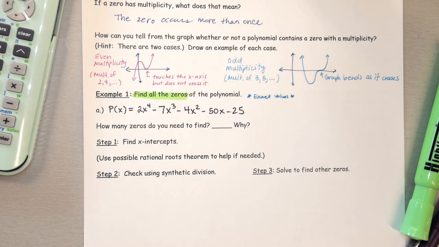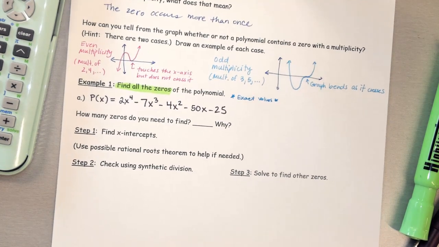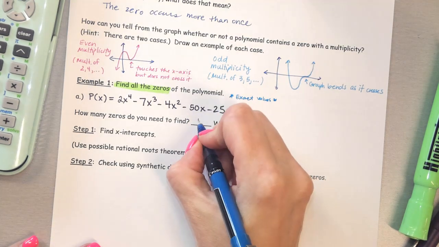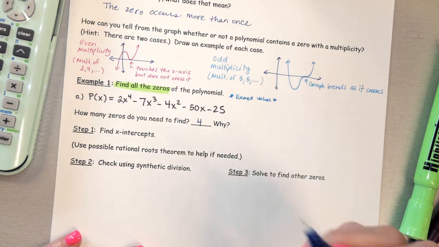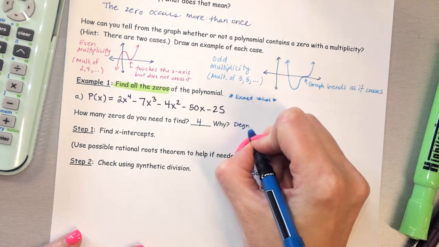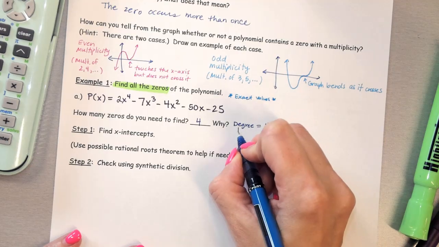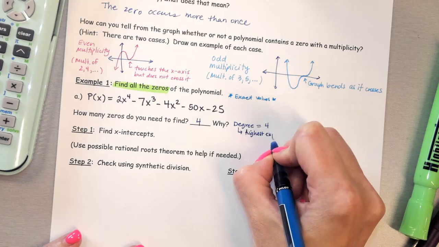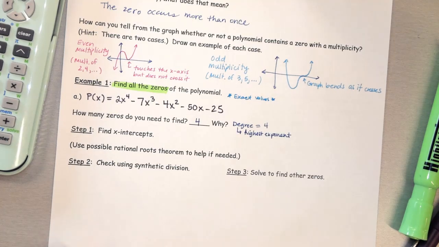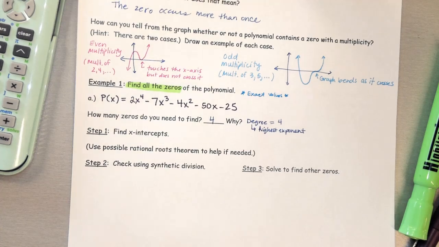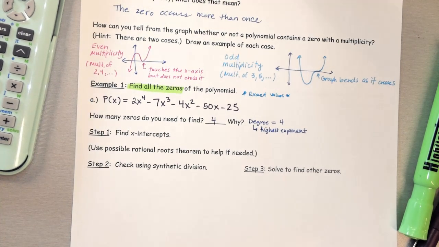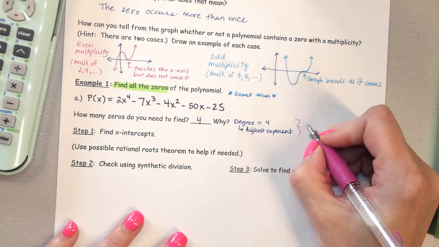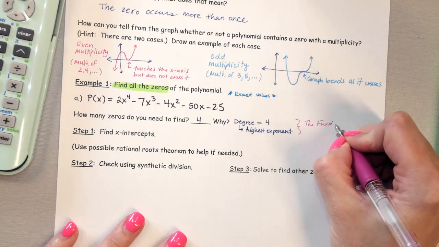So let's start by identifying how many zeros you need for this. Okay, can you guys tell me? Yeah, why? It's the degree. Okay, so you need to find 4 zeros. Why? The degree is equal to 4. Okay, and just a reminder, degree is the highest exponent. Okay, so whatever the highest exponent is, whatever the degree is, that is going to be the number of zeros you have to find. And that, my friends, is the fundamental theorem of algebra.